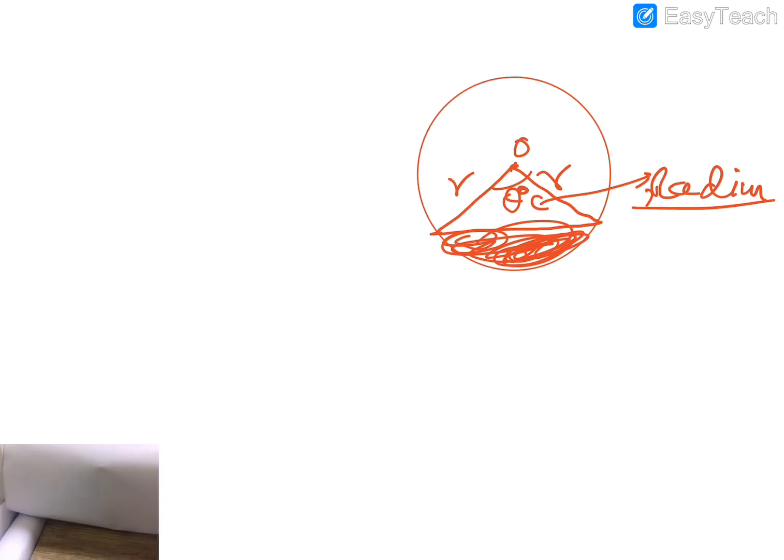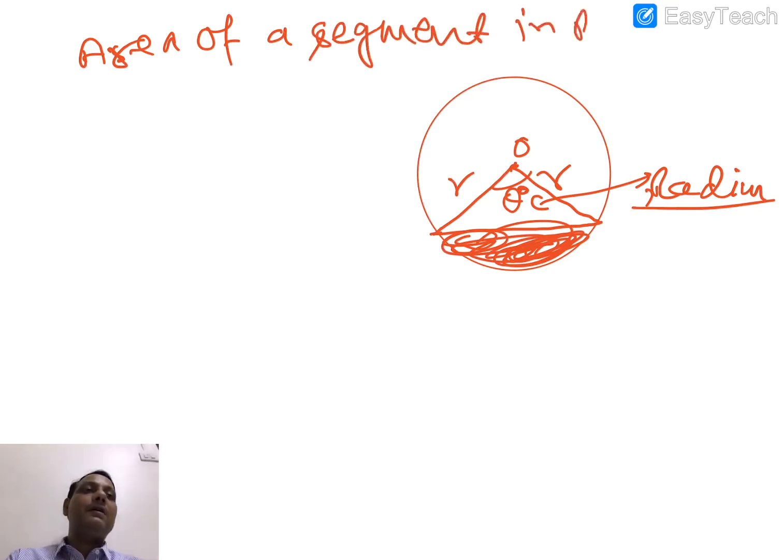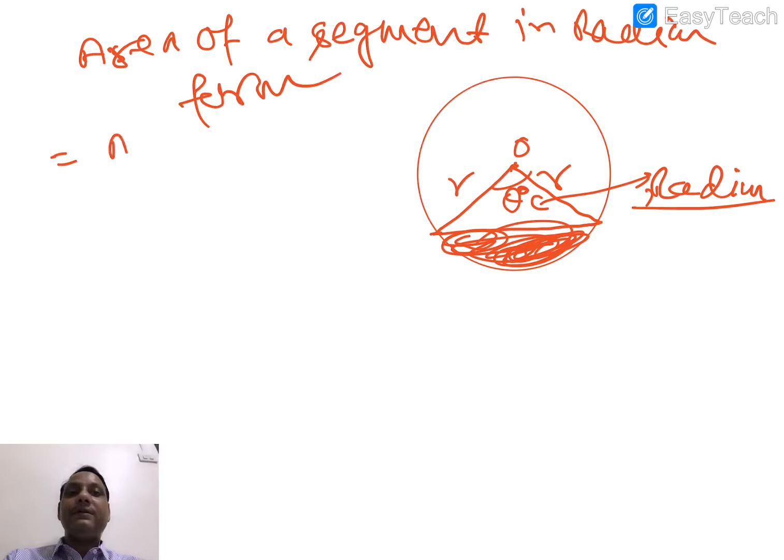So don't worry about that, I'll go into detail on all of it, and you might enjoy it. Give me just a few minutes, I'm just coming to the topic. So here what we have to do now is radian. I'm going to talk about the area of a segment in radian form.